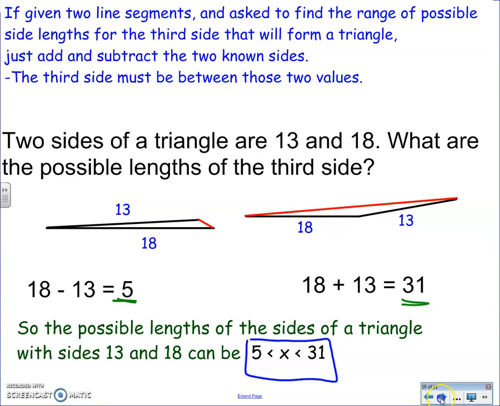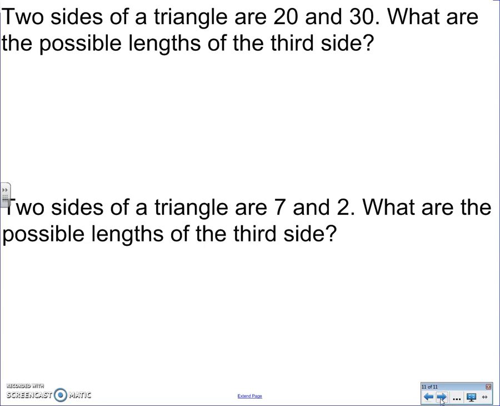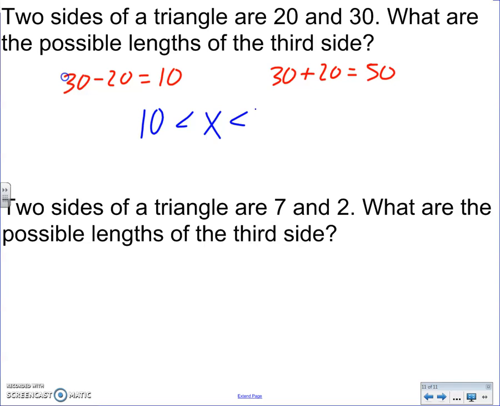All right, last slide. Two sides of a triangle are 20 and 30. What are the possible lengths for the third side? So we already know it's a triangle. We have two sides. Again, just add and subtract. I'll subtract first. 30 minus 20, that's 10. That's the lowest. 30 plus 20, that's 50. That's the highest. Our third side, we'll call it x, has to be between those two numbers without equaling. So it has to be between 10 and 50.